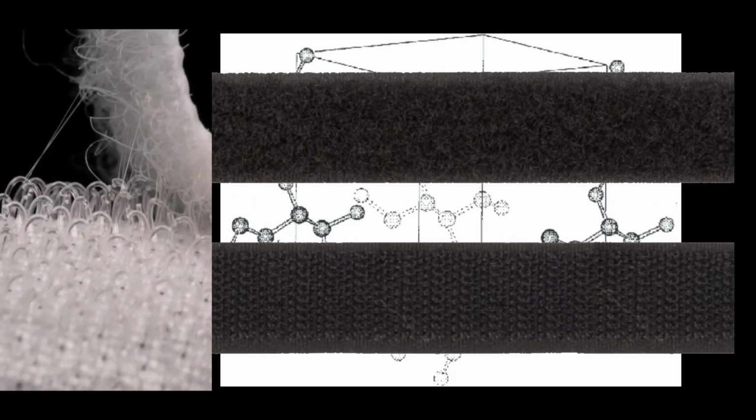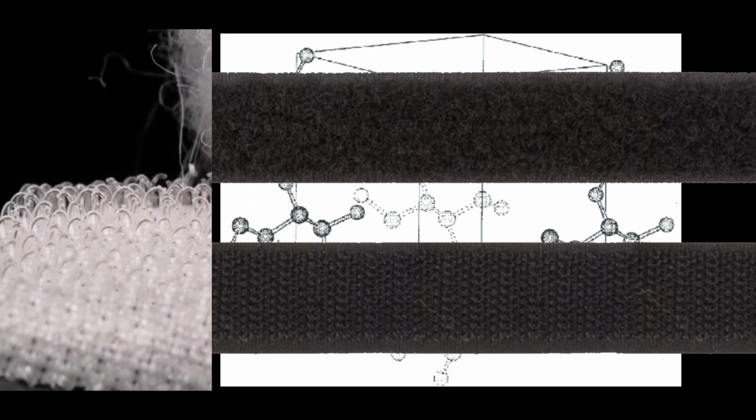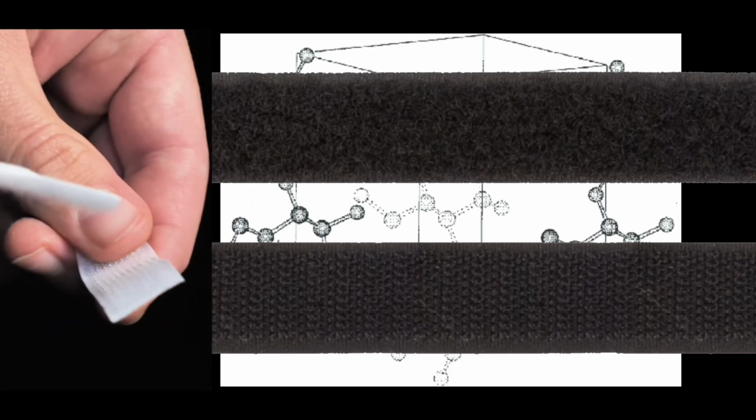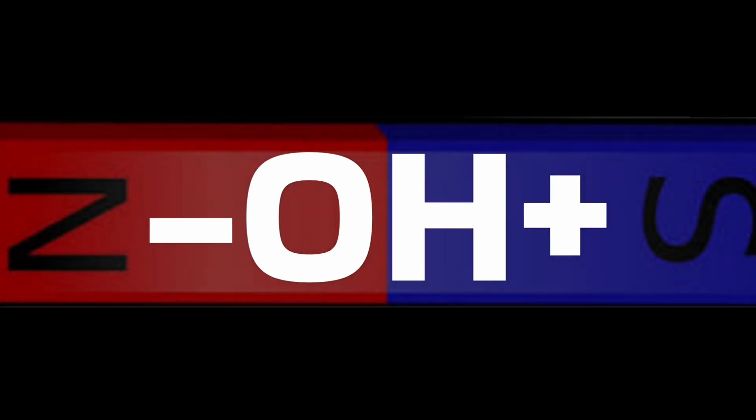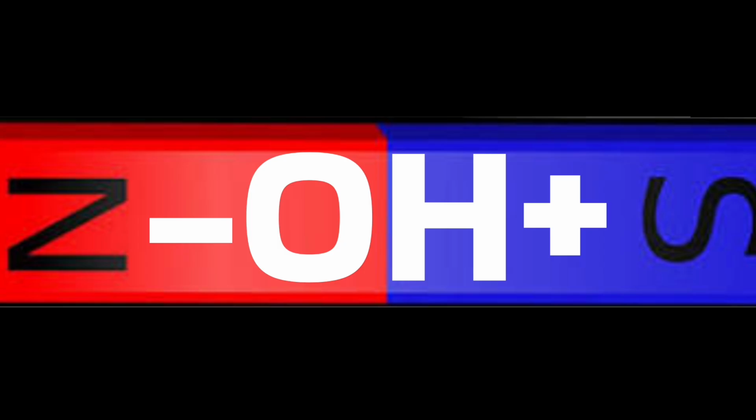Think of it like Velcro, only instead of hooks and loops, we can think of it more like tiny molecular magnets. The oxygen in the OH group pulls electron density away from the hydrogen, leaving it with a positive charge. Since opposite charges attract, it will bond with a negatively charged oxygen on another chain.